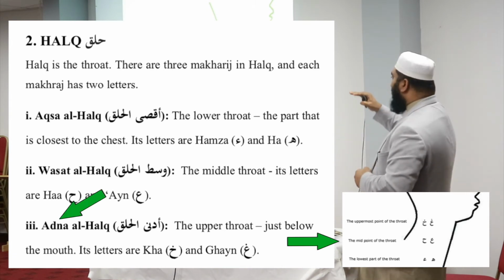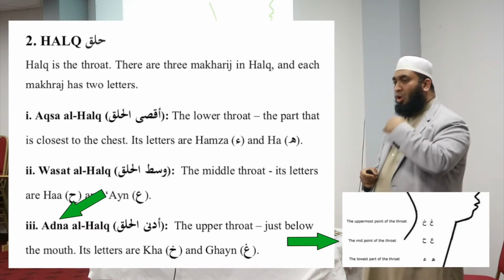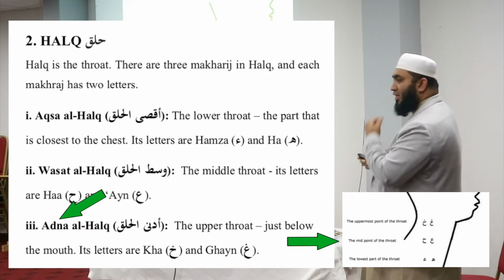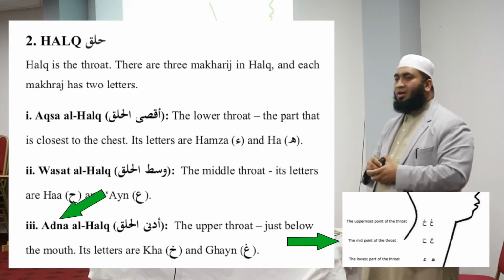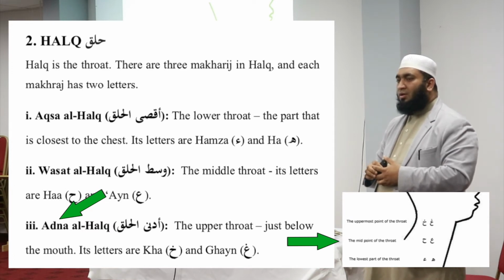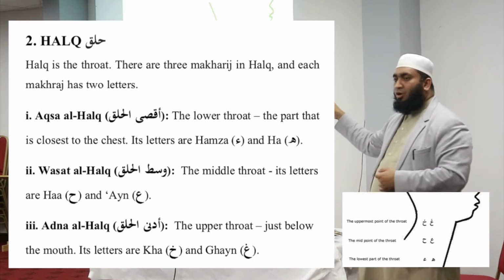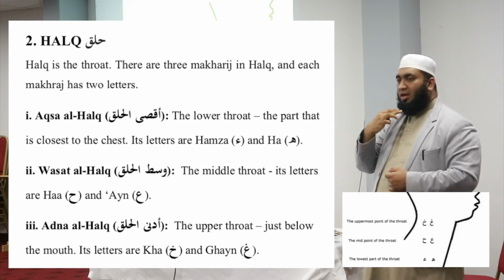Then we come a little bit up, to Adna al-Halq, the uppermost point of the throat, which is connected to our mouth. From that we pronounce two letters, Kha and Ghain. Akh, akh, ghair. So these are the three exits for Halq: Aqsa al-Halq, Wasat al-Halq, and Adna al-Halq.